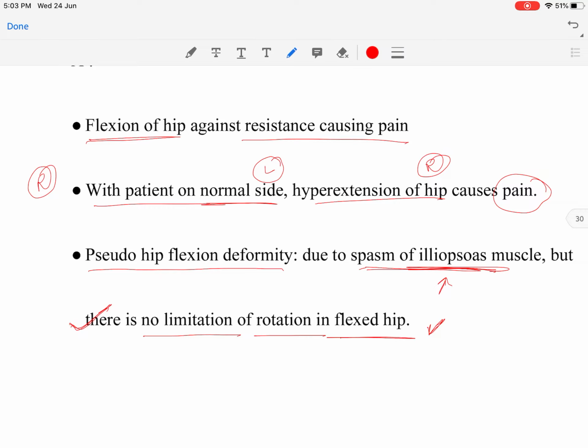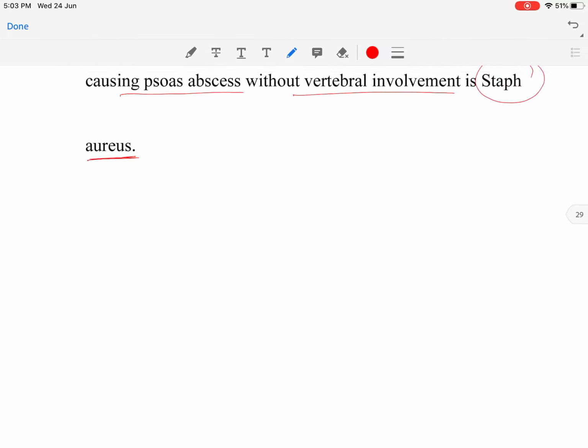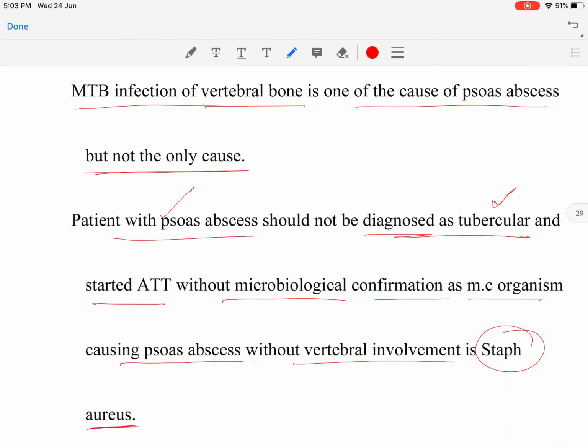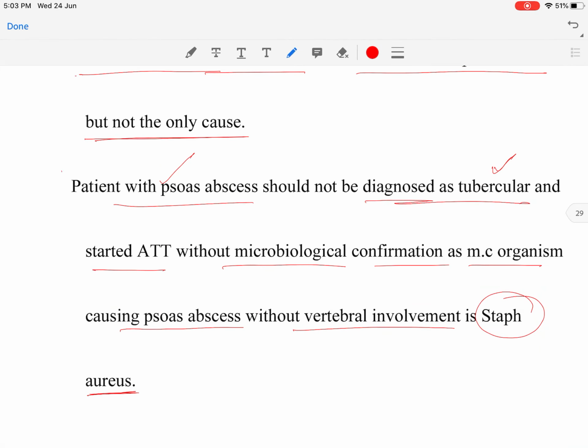So that is about the cold abscess, or more commonly the psoas abscess. And we have a take home message here, that the most common cause of psoas abscess is either a GI cause or immunosuppression, and the most common organism is Staph aureus, and it is not the tubercular bacilli.